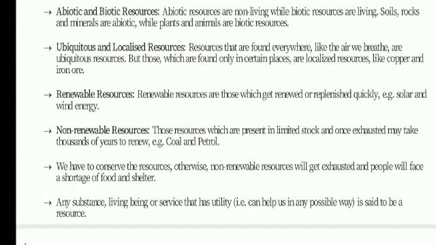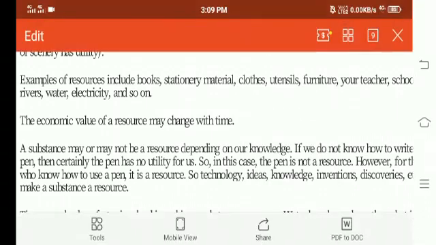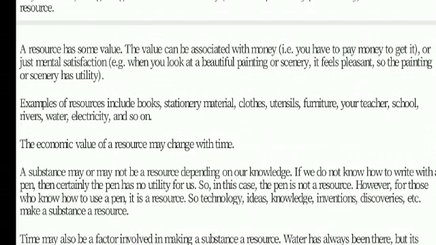Any substance, living being, or service that has utility, that is, can help in any possible way, is said to be a resource. A resource has some value. The value can be associated with money, that you have to pay money to get it, or just a mental satisfaction. Example: when you look at a beautiful painting or scenery, it feels pleasant, right? So the painting or scenery has utility. Examples of resources include books, stationery materials, clothes, utensils, furniture, your teacher, your school, rivers, water, electricity, and so on.